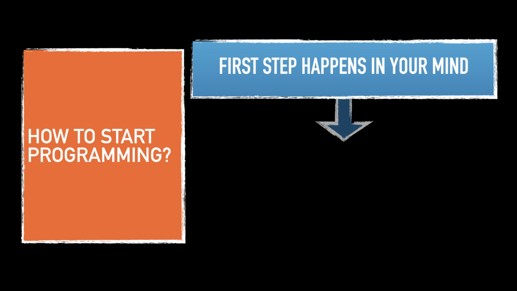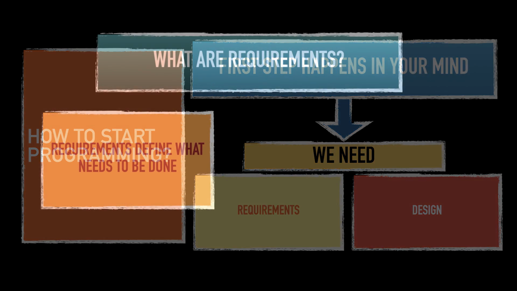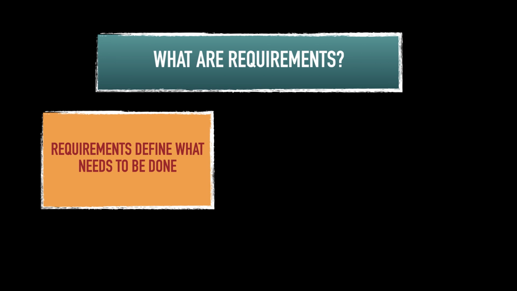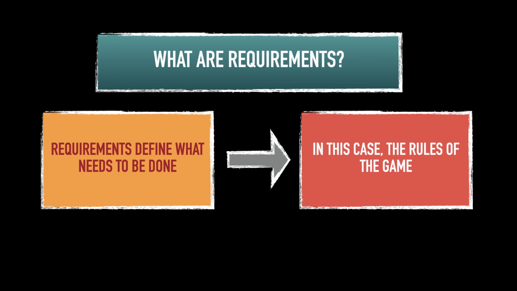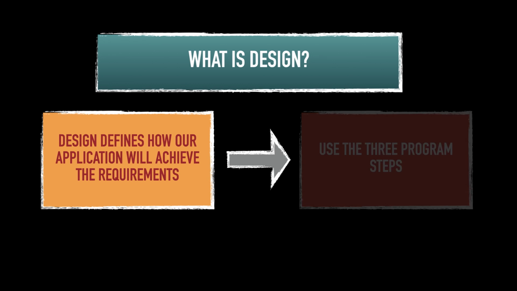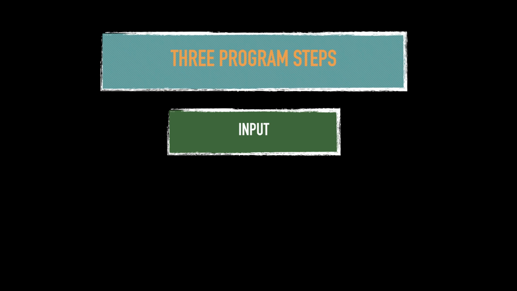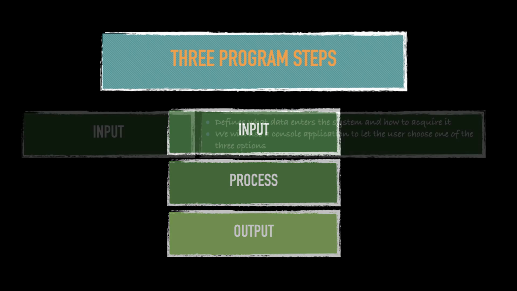In short, we need two things: requirements and design. Requirements define what needs to be done. These can be researched by us, provided by the user, or as in this case, exist as the rules of the games we are trying to model. Design, on the other hand, defines how the system will achieve the requirements. And the simplest way to start designing is using the 3 program steps approach. We will define inputs, process, and outputs.